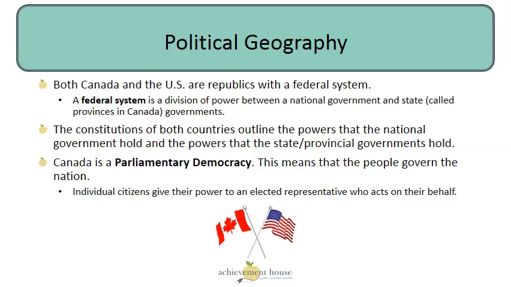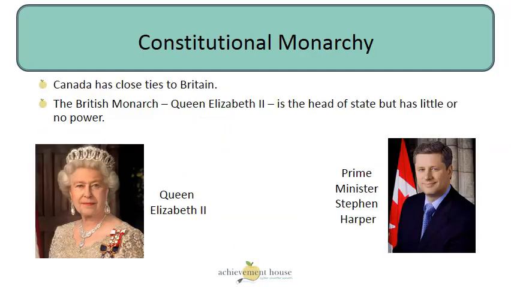Canada is called a parliamentary democracy. This means that the people govern the nation. Individual citizens give their power to an elected representative who acts on their behalf. Canada is also considered a constitutional monarchy. Canada has very close ties to Britain. The British monarch, Queen Elizabeth II, is the head of state to Canada, but has little or no power. Canada is run by a prime minister. A prime minister is similar to our president of the United States.